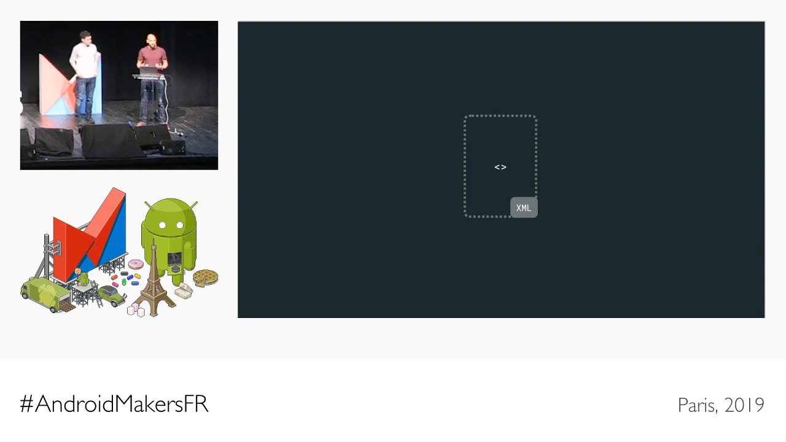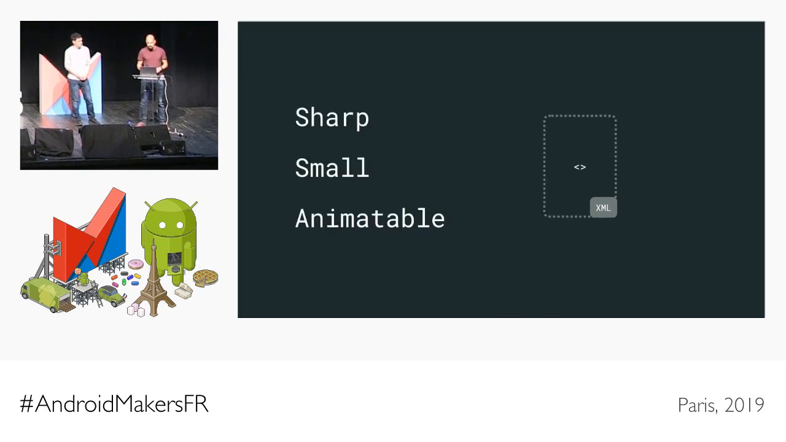So vector assets, on the other hand, don't have this issue. Rather than baking that resolution into the file itself, they instead describe the contents of the drawing, and as such, they can be re-rendered on an arbitrary canvas density. So you only need a single file in order to support all devices. And to summarize it, I'd say that vectors really have these three main benefits.